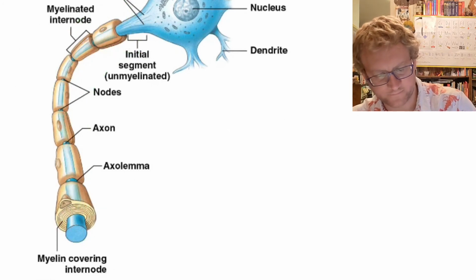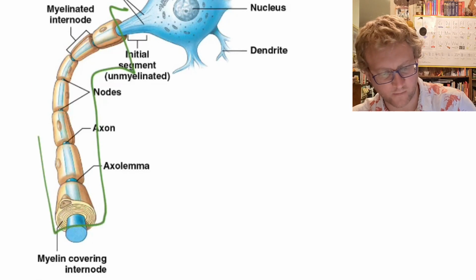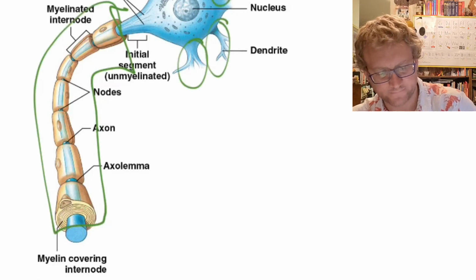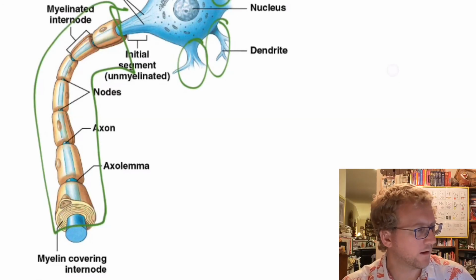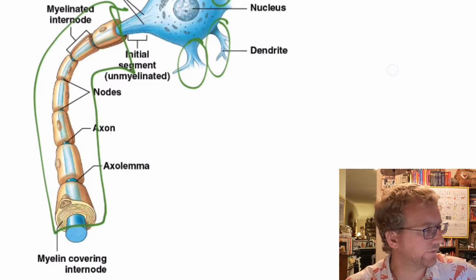Here, let me clear that up. So there's this part, remember, and then these are the dendrites, right? And that's it. I mean, that's the highlights anyway. There's a whole lot more information about that, but this covers all the important stuff.